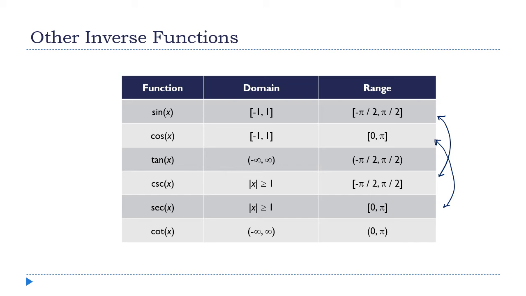The tangent we have here, that's negative pi over 2 to pi over 2, just like we saw before. And the cotangent is going to be a little different. The cotangent is going to be from 0 to pi, right? And again, just like before, notice I did not include 0 and pi, because there is no number in the domain that's going to give me those angles, because the cotangent of those angles is undefined.